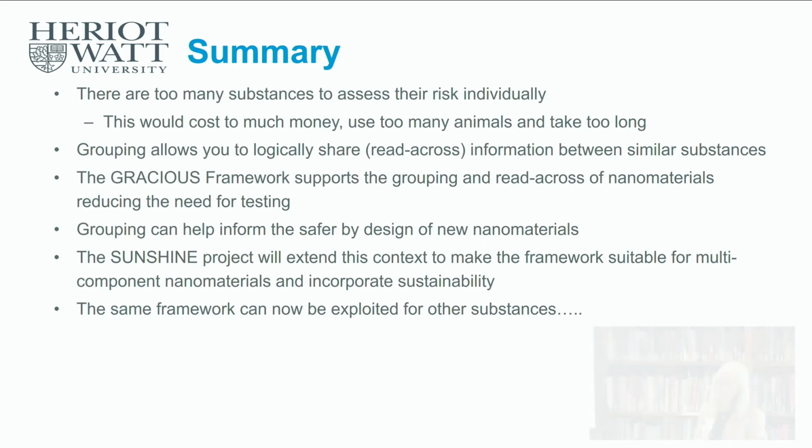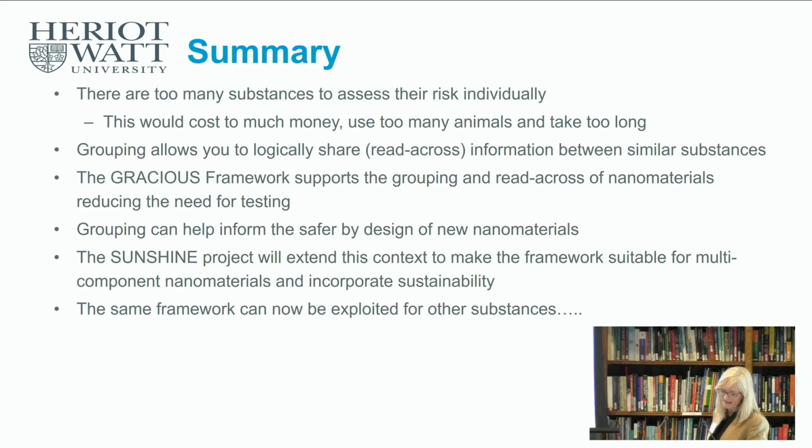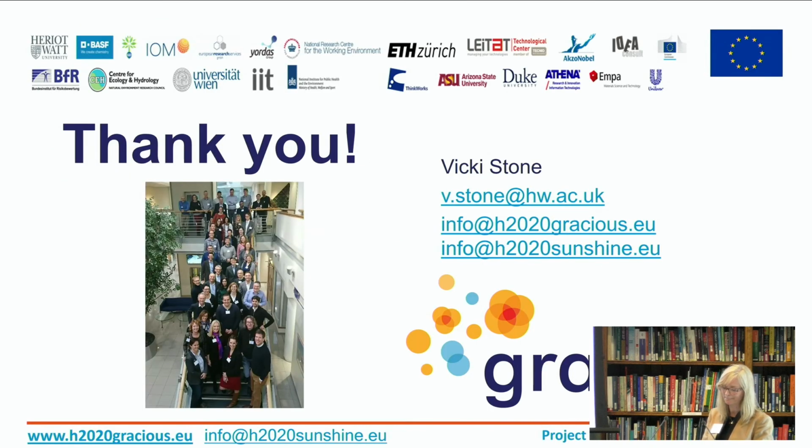So in summary, there are too many substances to assess risk individually, takes too long, costs too much money, and importantly, uses too many animals. But you can use grouping to logically share data between similar substances, and this now has been applied via the Gracious framework to nanomaterials. And it can be used for not just regulatory purposes, but for informing safe by design processes. And this is now being extended to more complex multi-component nanomaterials, and it's incorporating sustainability considerations as well. So thank you very much for your attention.